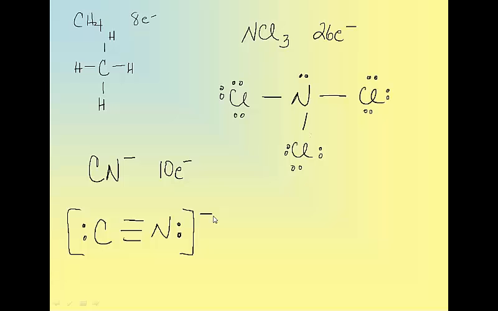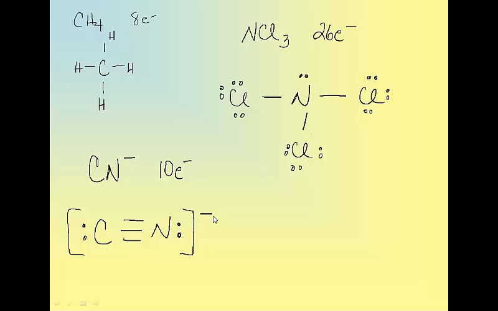10 electrons. The carbon-nitrogen atom is forced to have a triple bond because there are not enough to go around. There are not enough terminal atoms. So your triple bond forms between the carbon and the nitrogen. I have 10 electrons in that Lewis structure. My carbon is satisfied with 8. My nitrogen is satisfied with 8.